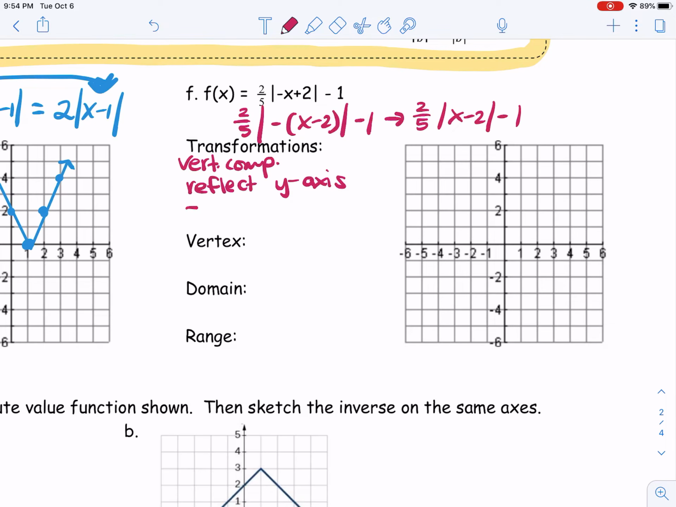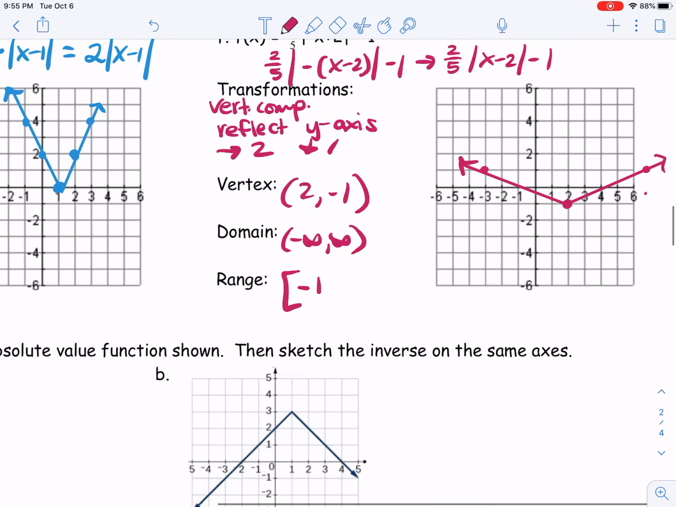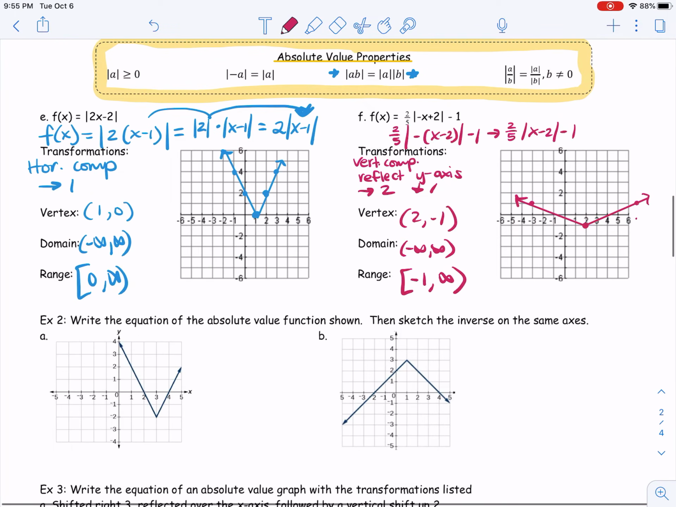Okay? And then I know I'm going to the right 2 and down 1. That right 2 down 1 is my new vertex. That vertical compression is now my new slope. Rise 2, run 1, 2, 3, 4, 5. That vertical compression looks like a horizontal stretch. Domain, range. Okay.